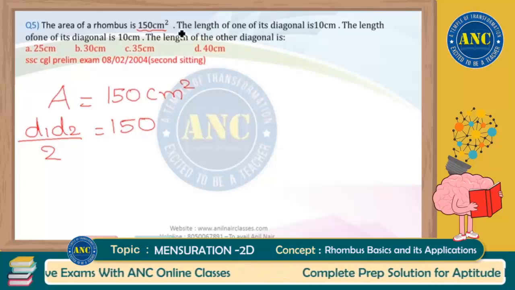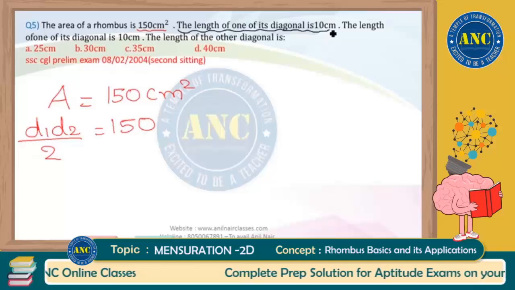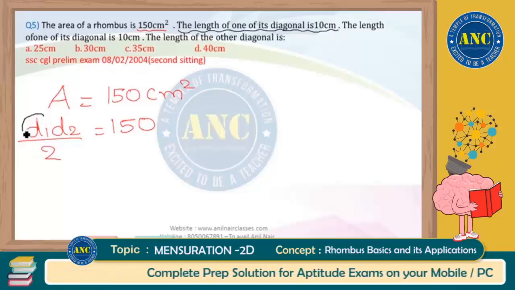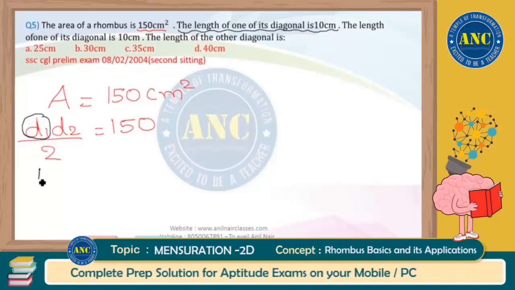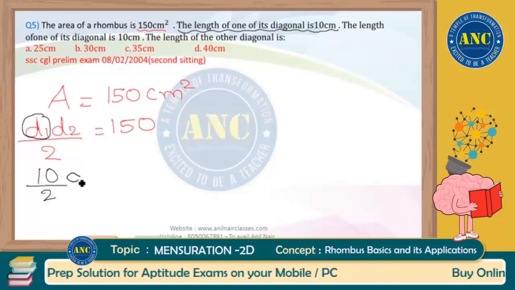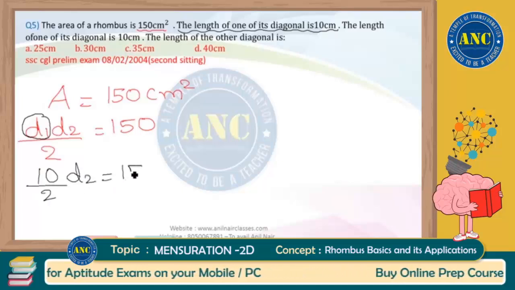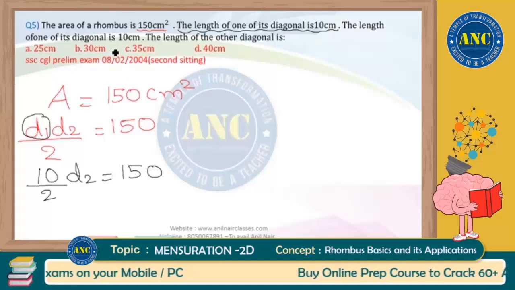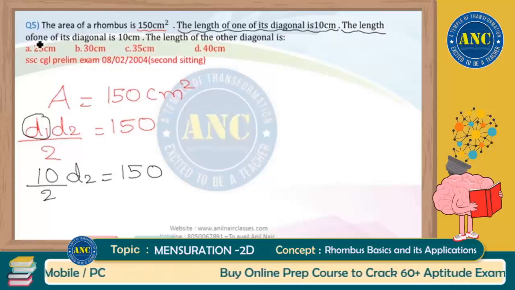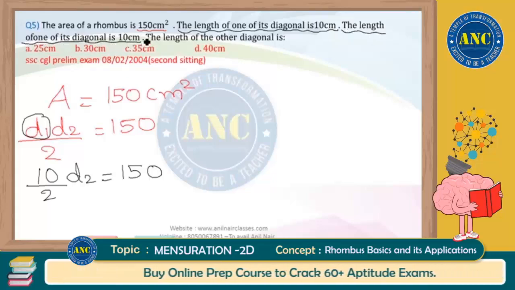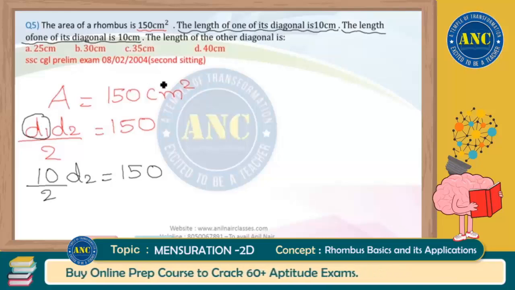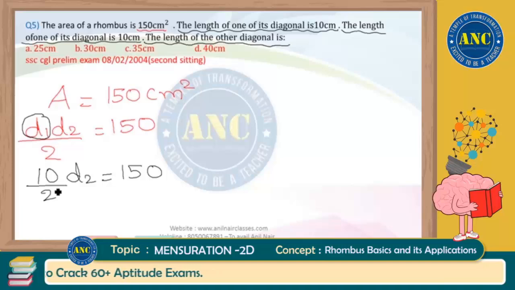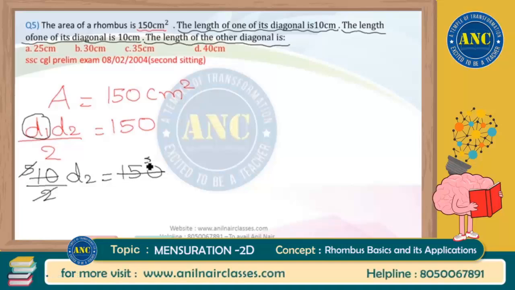Read the next statement. The length of one of its diagonals is 10 centimeter. One of the diagonals is 10. Okay, 10 by 2 into d2 is equal to 150. The same statement is repeated one more time, which is a mistake. Find the length of the other diagonal. D2 value I need to find. 2 into 1, 2 into 5. 5 into 1, 5 into 30. D2 value is 30. Option B.